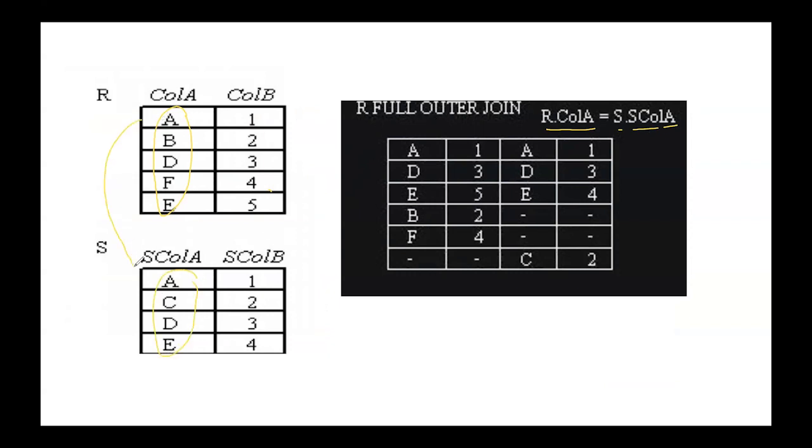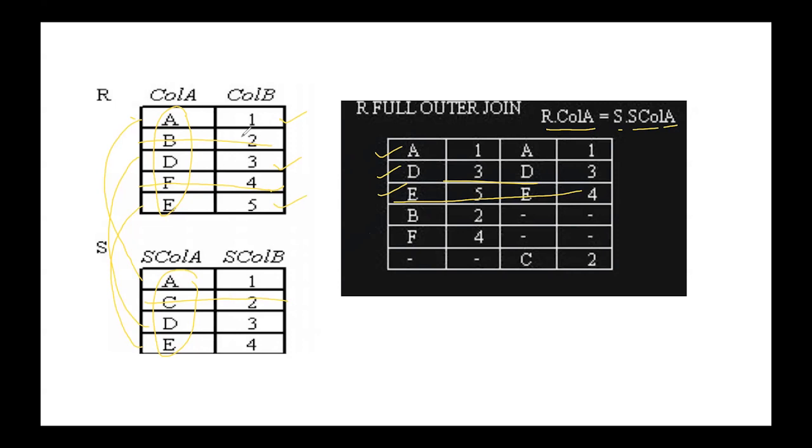So first let us write whichever is matching. A is matching, B is not there, D is matching, C is not there, F is not there, and E is matching. So we'll write first A, D and E. Okay, A, D, E. So both the values are there. So I'm going to write.